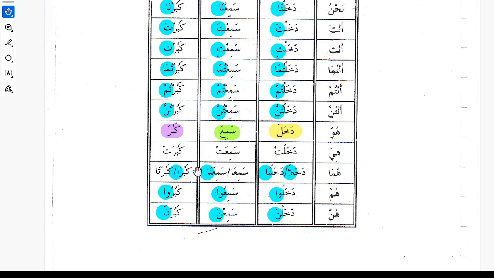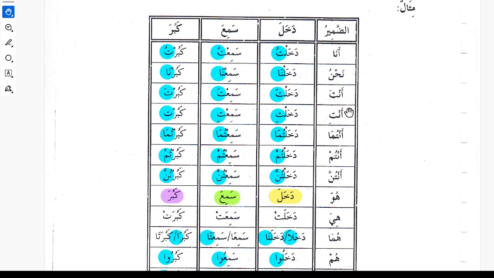Okay. So for huwa kabura, hiya kaburat, huma kabura or kaburata. If huma is for masculine, then it is kabura. If it is for feminine, then it is kaburata. Hum is kaburu, hunna kaburna. And then for the second person, anta kaburta, anti kaburti, antuma kaburtuma, antum kaburtum, antunna kaburtunna, ana kaburtu, nahnu kaburna.